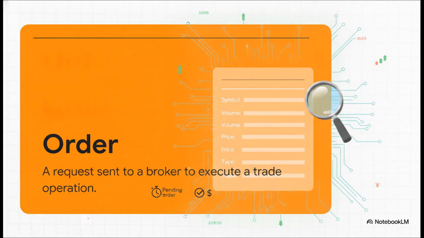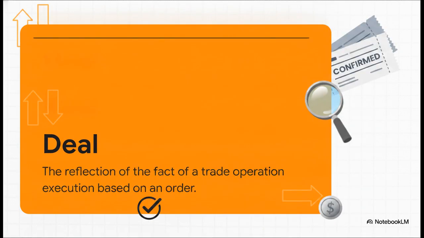Simply put, an order is just a request sent to your broker to execute a trade operation. Frame this in your mind as the initial digital requisition form, right? It hasn't made you a single cent yet. It's literally just you telling the broker, hey, I want to buy one lot of EURUSD at this price. That request can be sitting active as a pending order, or it can be historical if it was already completed or canceled. Next up is the deal.